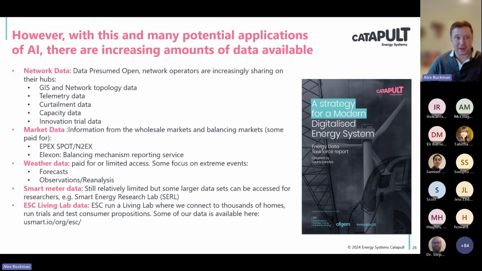So we have a platform called USmart, where we make data available. And we have a living lab, for example, of just over a couple of thousand homes now. We have access to their data, and we run trials from those homes, and we test consumer propositions on those homes. And some of our data is available online as well.